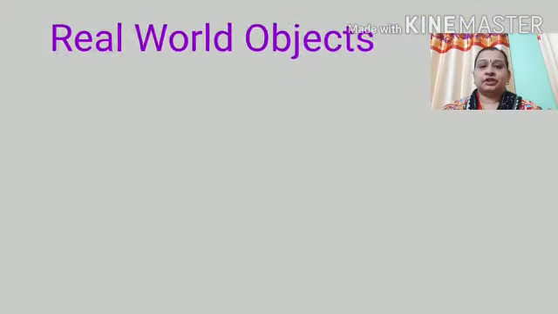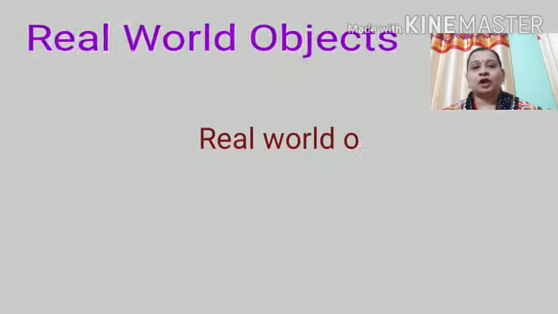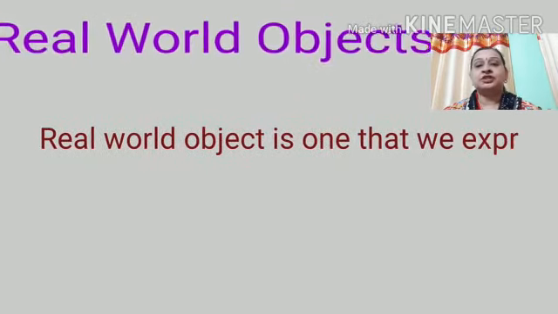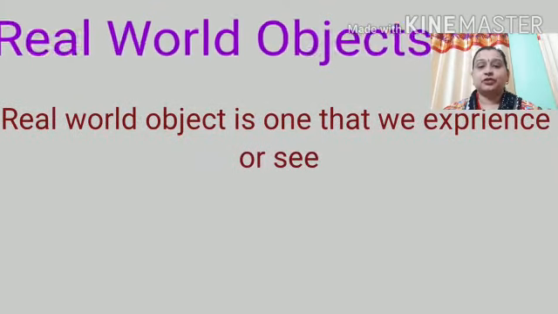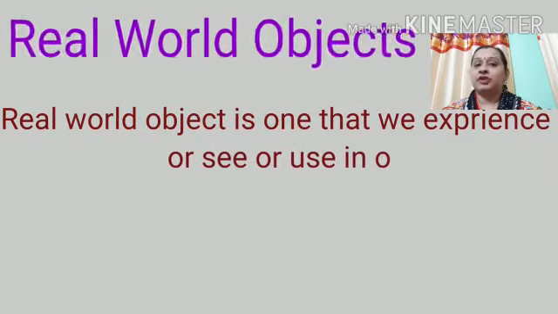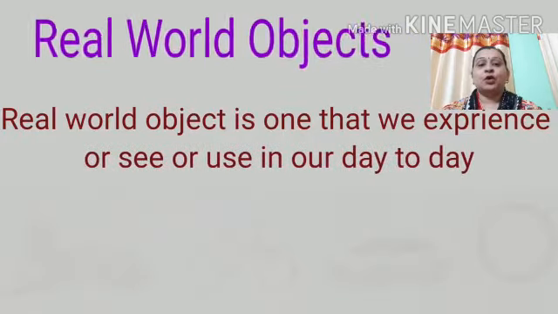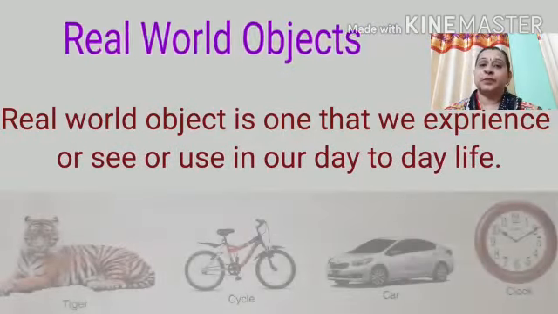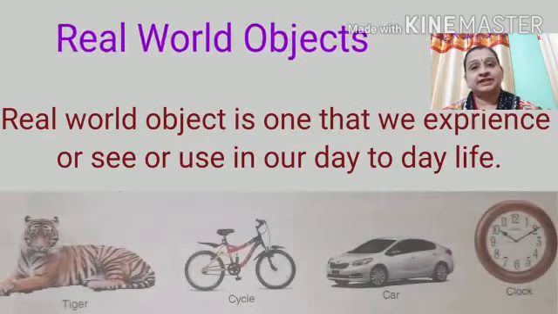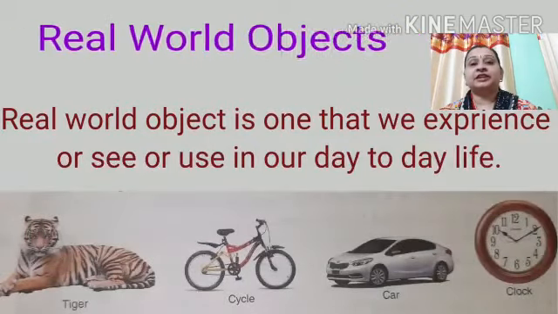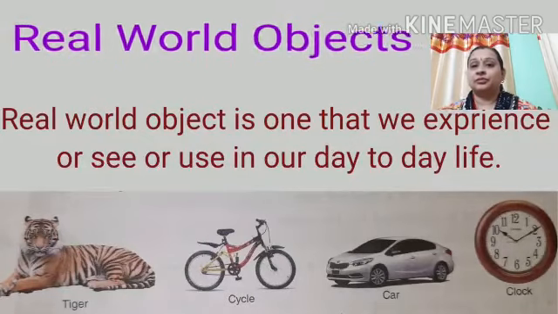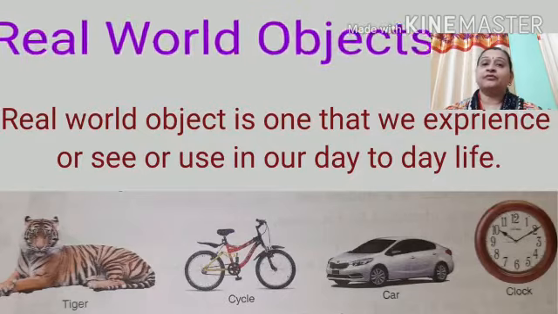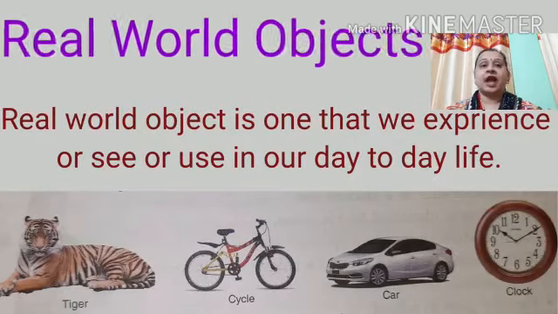Real world object. A real world object is one that we experience, see or use in our day-to-day life. So these are objects we use in our day-to-day life. It is visible to us. It has a specific or definite shape and size, like a tiger, cycle, car, or a clock. All of them have a characteristic and a behavior.